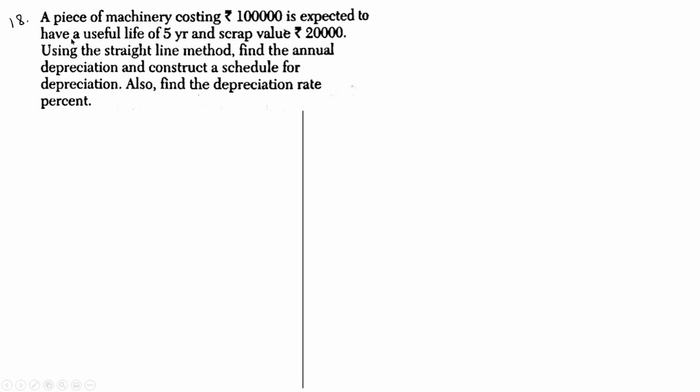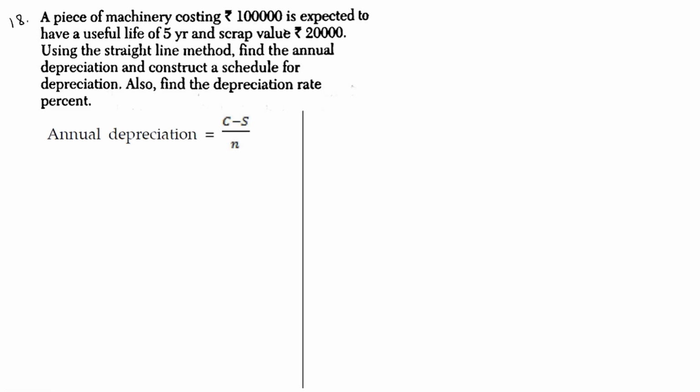Next question, a piece of machinery costing rupees 1 lakh is expected to have a useful life of 5 years and scrap value rupees 20,000. Using straight line method, find the annual depreciation and construct a schedule for depreciation. Also find the depreciation rate percent. So here first we have to find the depreciation, that is very easy, and then we have to construct a depreciation schedule.